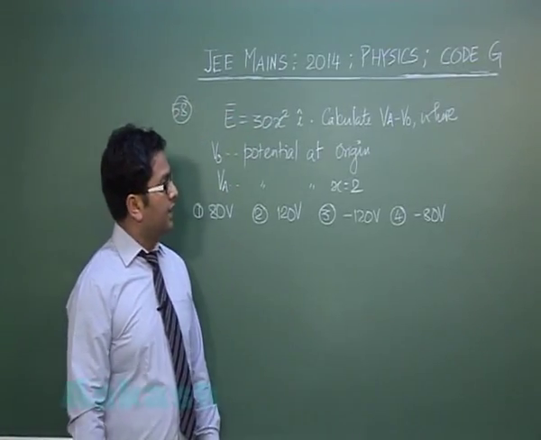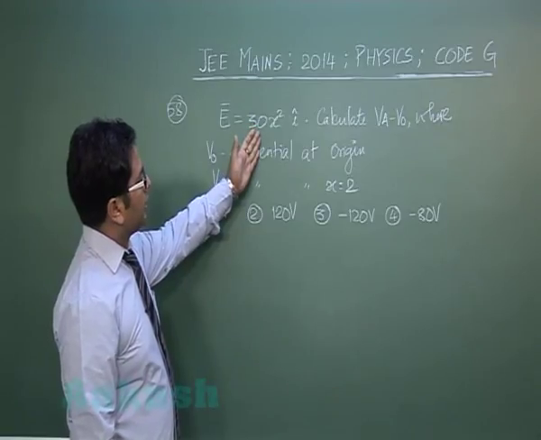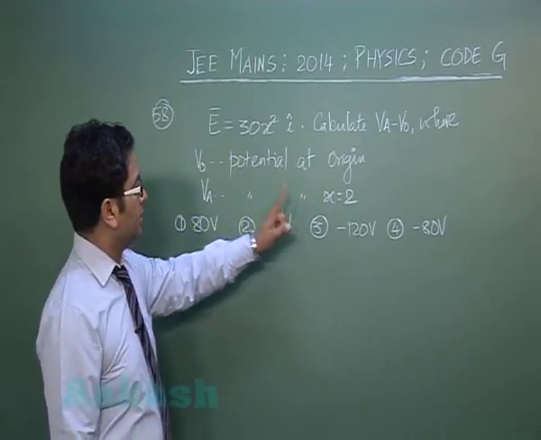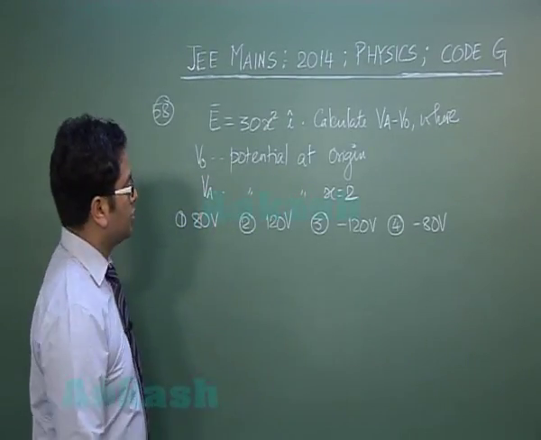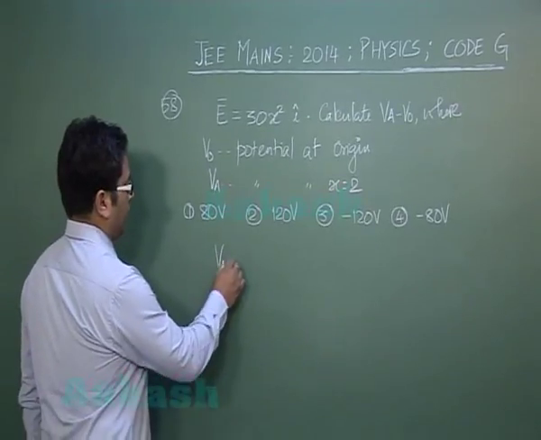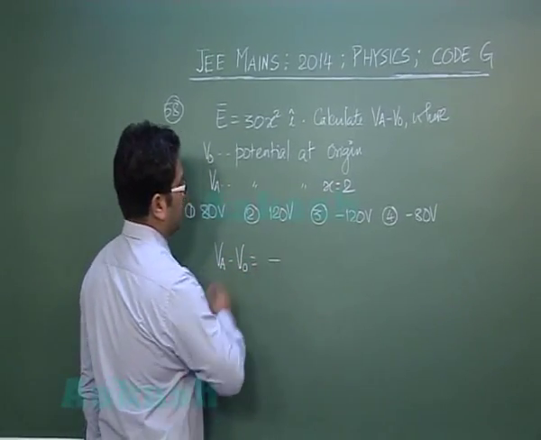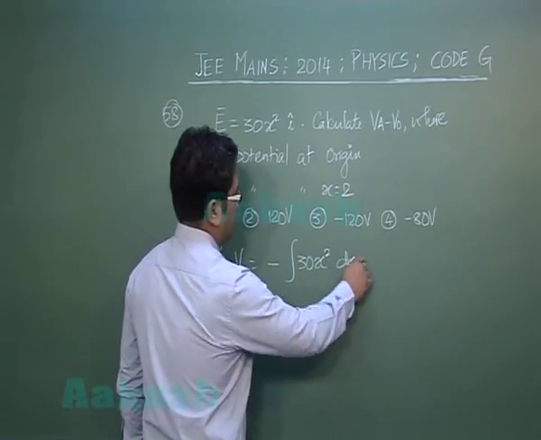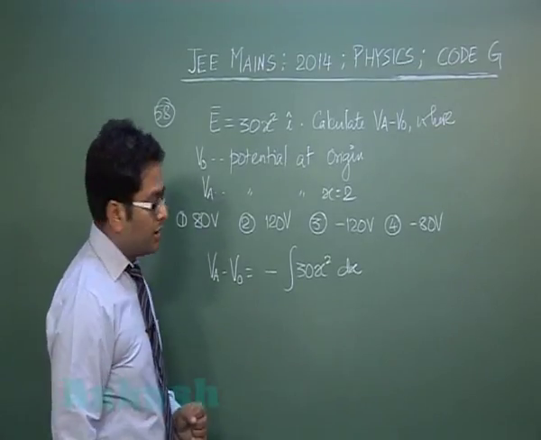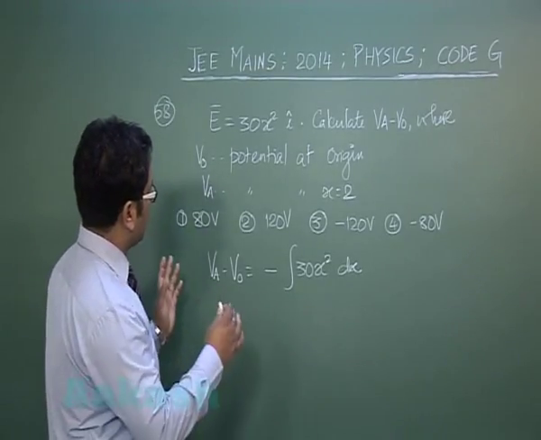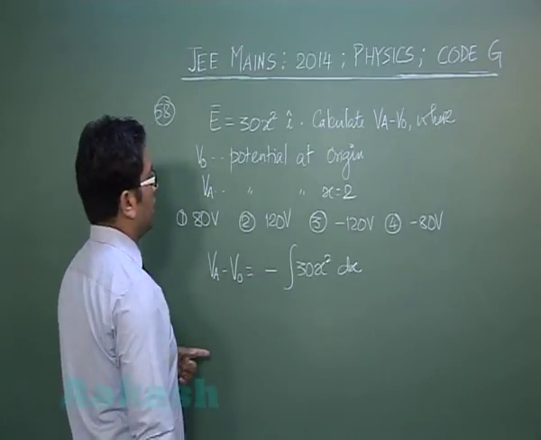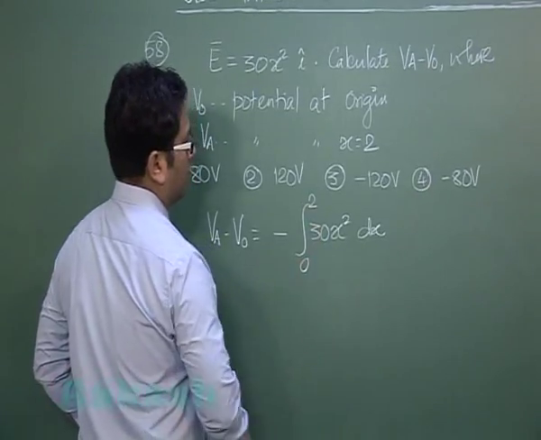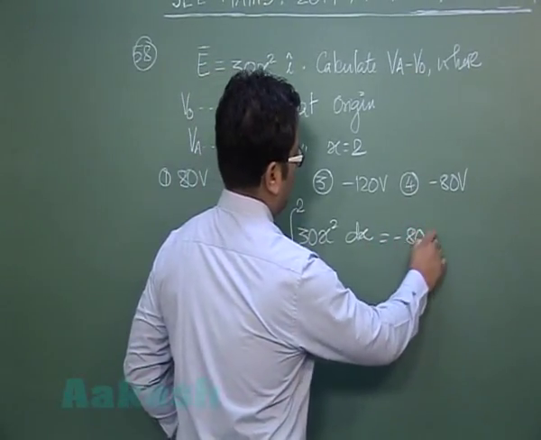Let's go for question number 58. Electric field is given and we've got to calculate VA minus VO, where VO is the potential at origin, VA is the potential at x equals 2. So straightaway VA minus VO is minus integral of 30 x square dx, using E dot dr, the definition of conversion of electric field into potential. Upper limit will be A, lower limit will be O, so 2 and 0, and on calculation this comes out to be minus 80 volt.